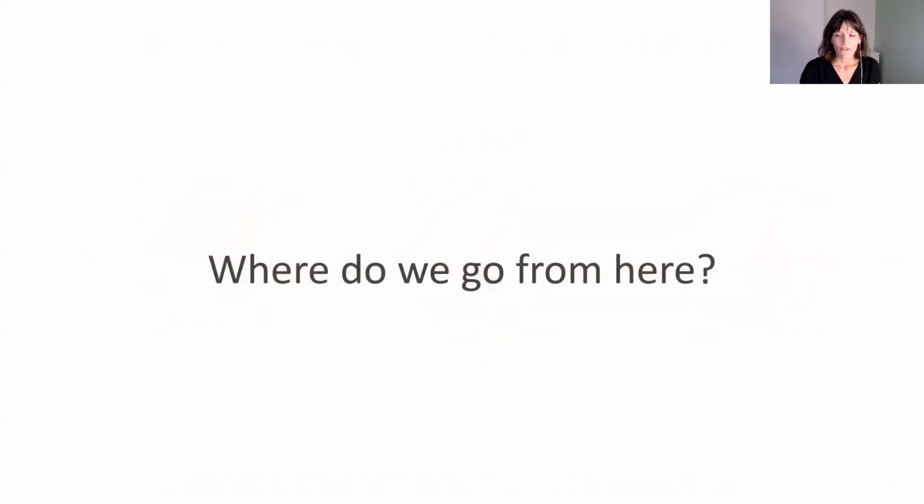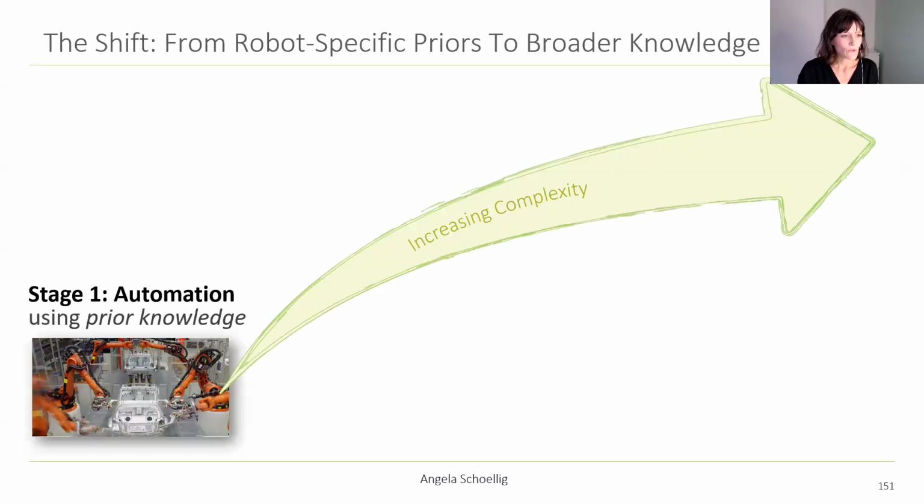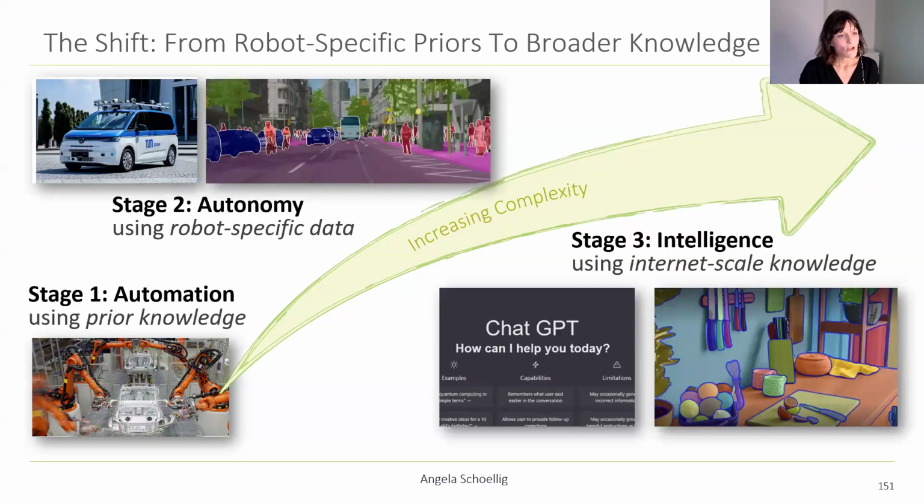So where does all of this go next? Sometimes I look at it in this form. We had the stage of automation where we used mostly prior knowledge, such as Newton's law and physics, to describe the world and then get really reliable policies. Then there was this phase of using robot-specific data, and you saw quite a lot of examples today where we use robot-specific data to deal with the complexities of the real world.